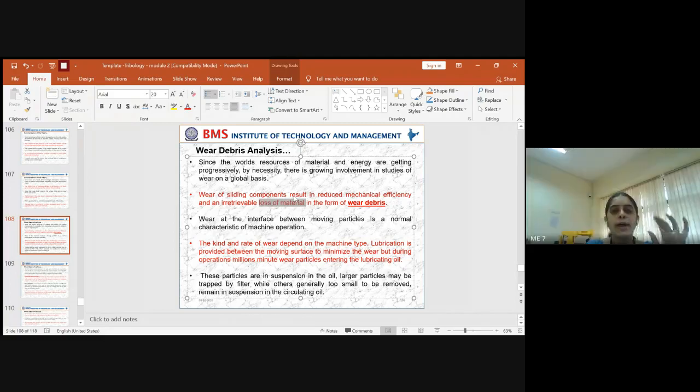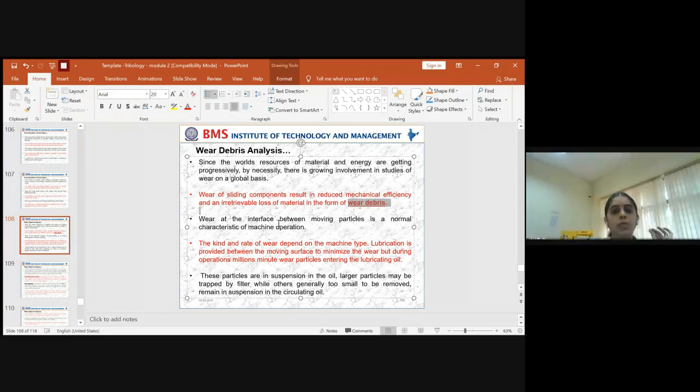And this is defined as our wear debris. So if you are asked what you mean by wear debris, you can just say in simple words that wear debris is what lowers the mechanical efficiency due to the removal or loss of some material. So this is nothing but our wear debris.